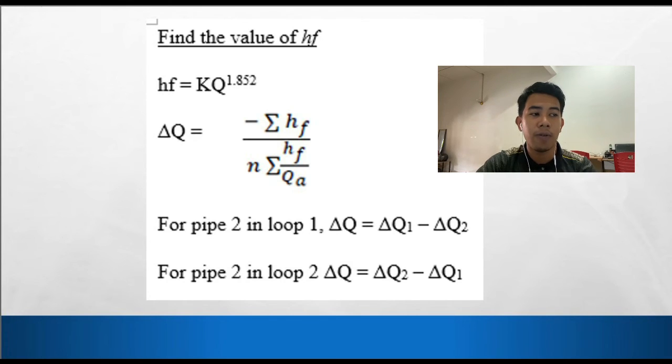After that, we have to find the value of HF using the formula K times Q to the power of 1.852. Then we calculate the difference in flow rate of each pipe using the formula: the summation of HF divided by n times the summation of HF over Q. For pipe 2 in loop 1, the difference in flow rate is the difference in flow rate of Q1 minus that of Q2, and for pipe 2 in loop 2, the difference in flow rate is that of Q2 minus that of Q1.